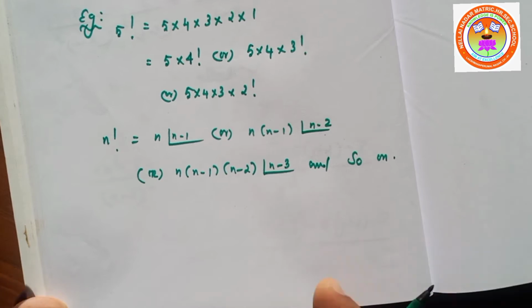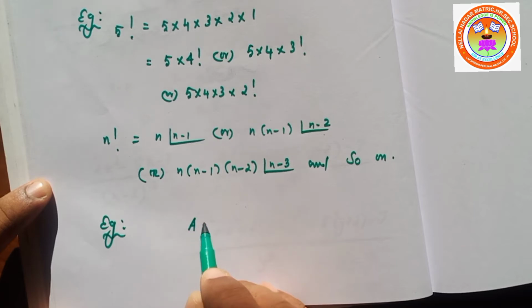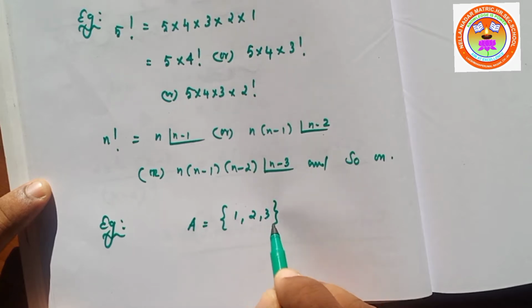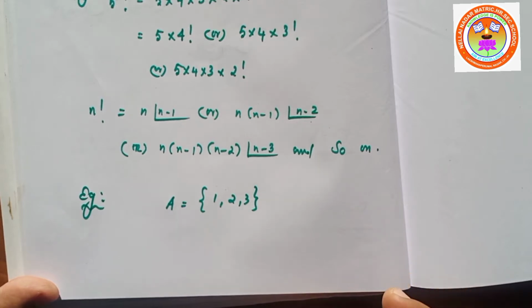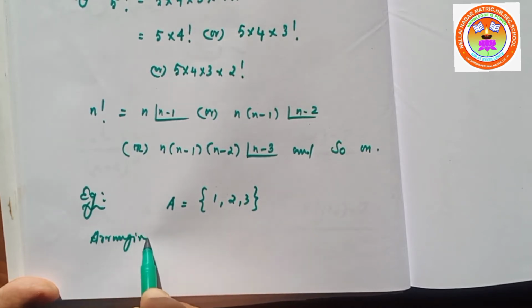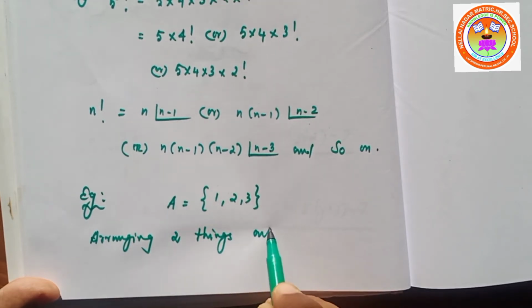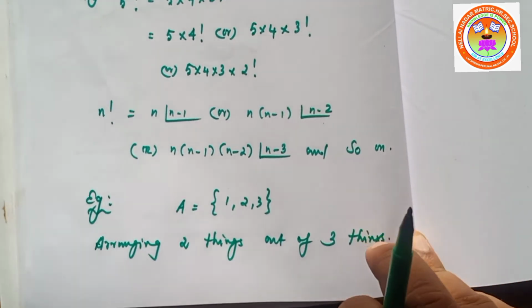So I can give an example for permutation. Consider a set A equal to 1, 2, 3. Three elements are there. You are asked to arrange two numbers from the given three numbers. That is, arranging two things out of three things, that means three numbers over here.